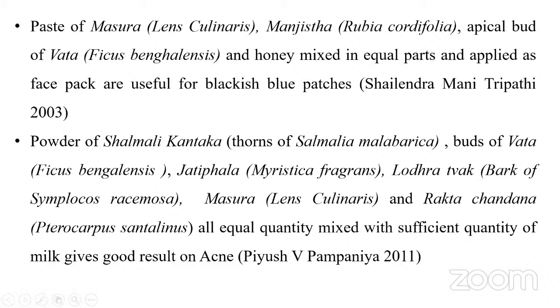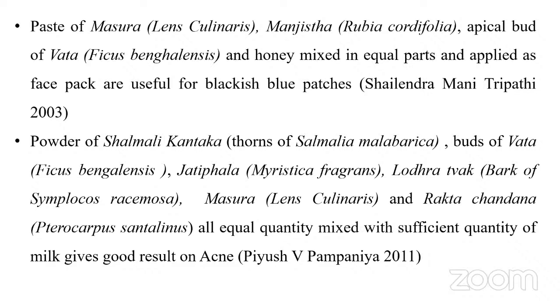And birds of water and Jati Phala. Jati Phala is available in our kitchen. The English is nutmeg, and I think it is called Jayafal. So we can use the Lodra and the Masoor dal. The flour of Masoor dal we can use, and we can mix some of these ingredients like Rakta Chandana, Jati Phala, and Shalmali Kantaka. If one or two ingredients are not available, it will still be effective. If all are available, then it will be more effective.